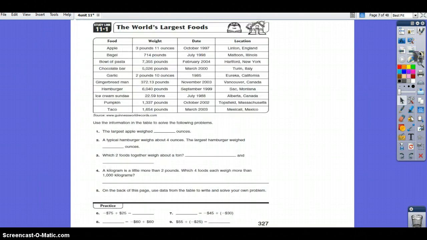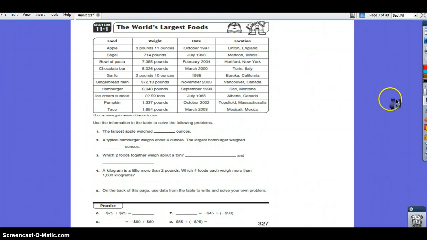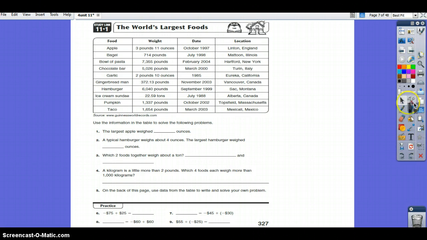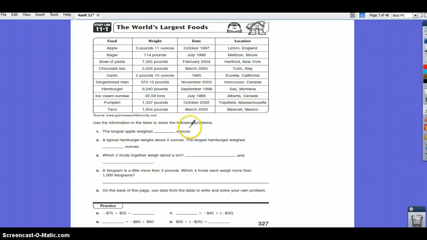The study link for 11.1 is World's Largest Foods. It says use the information in the table to solve the following problems. And I'll do one with you to make sure you're reading accurately. It says the largest apple weighed how many ounces? Well, I would go up to the apple. It weighed how many ounces? Well, it says 3 pounds, 11 ounces.